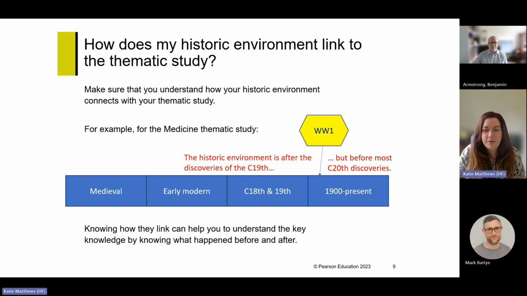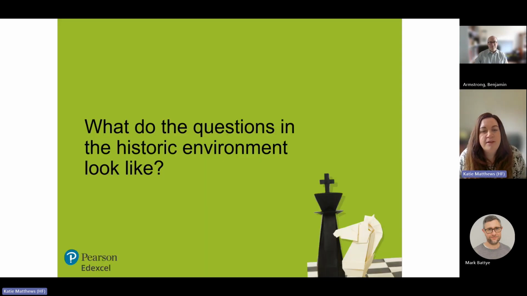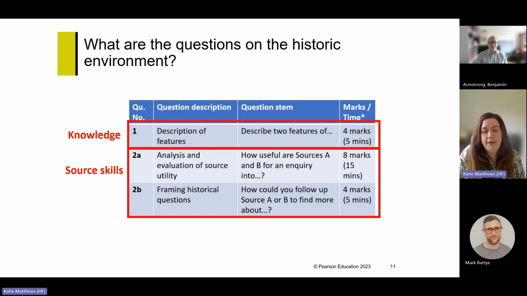Let's have a look at some of the questions. So what do the questions look like in the historic environment? Well, you've got 3 main questions that you need to answer. When you first open the paper, you're going to have a describe 2 features of question. That's going to be testing your knowledge of the historic environment and is worth 4 marks.